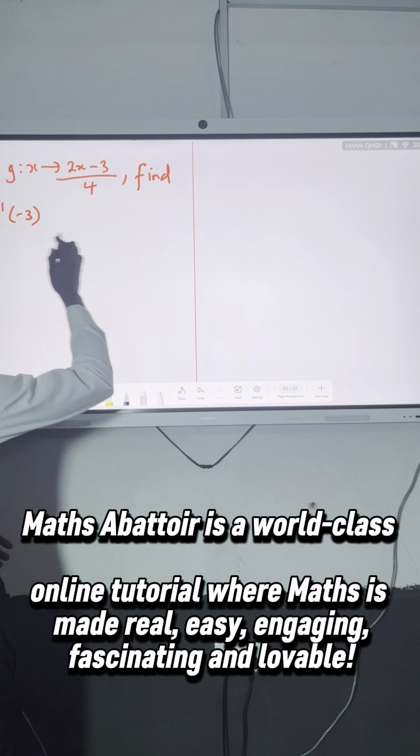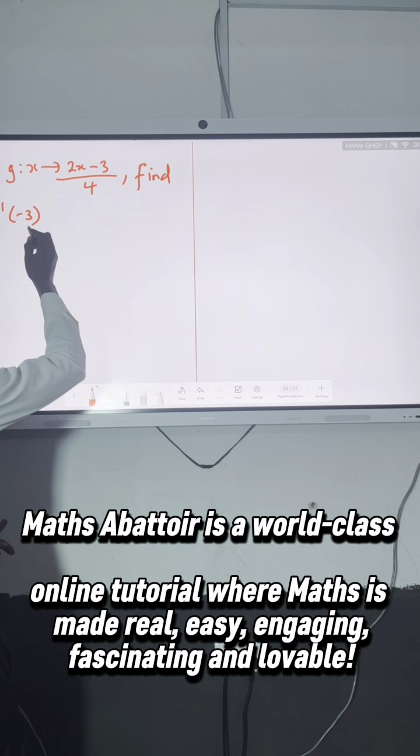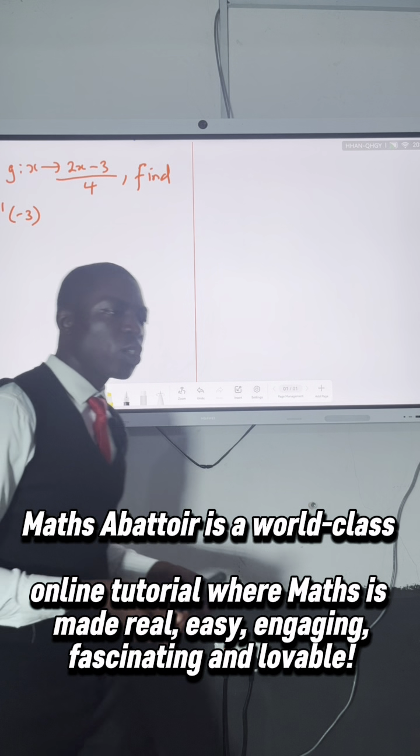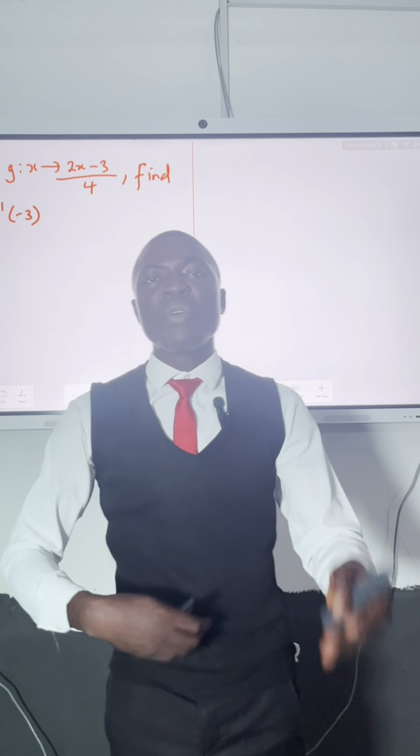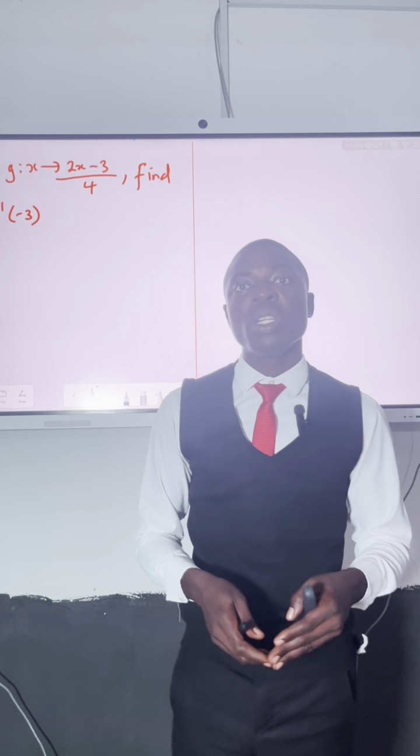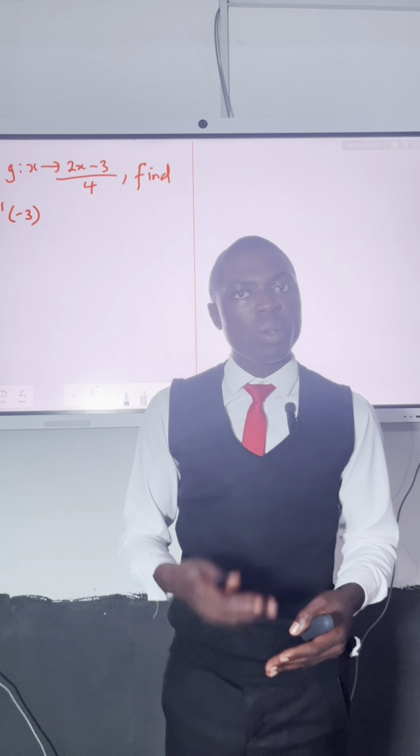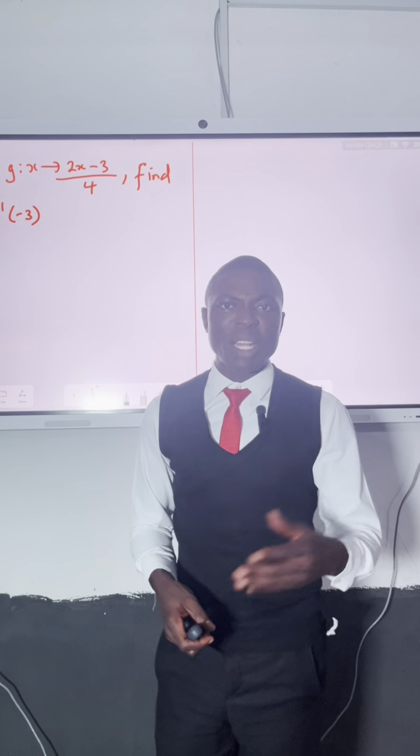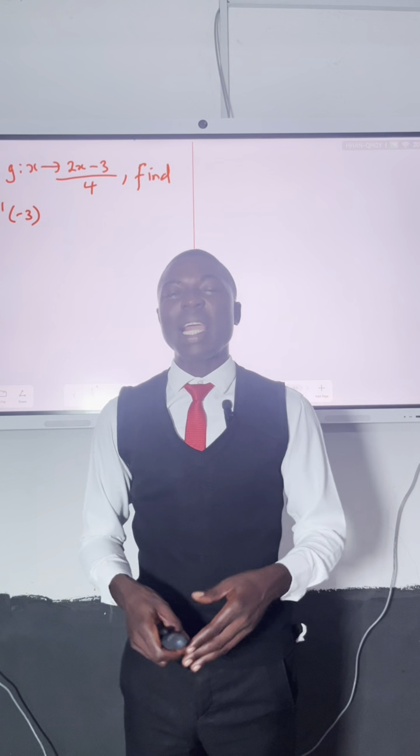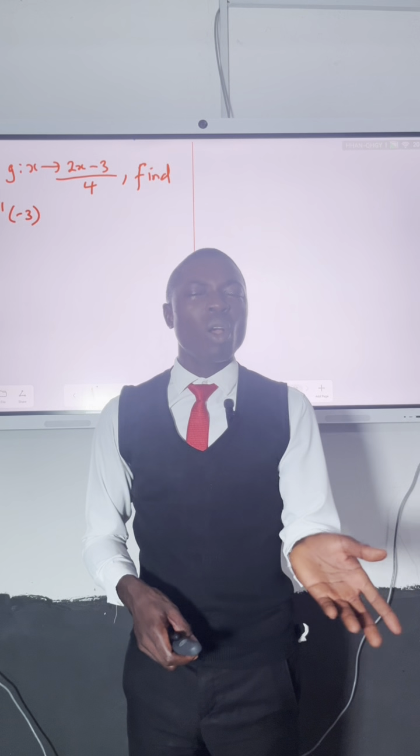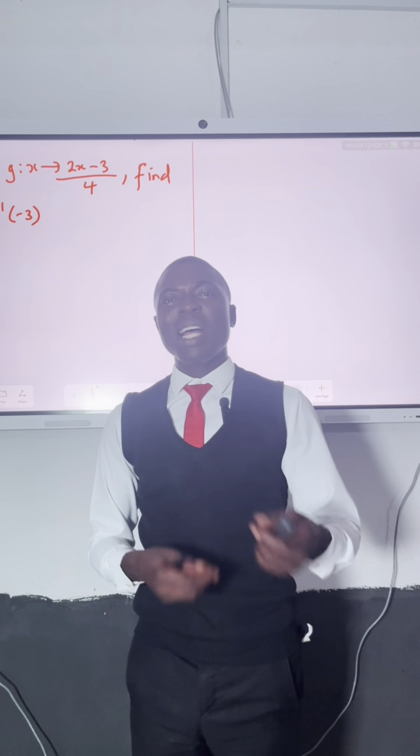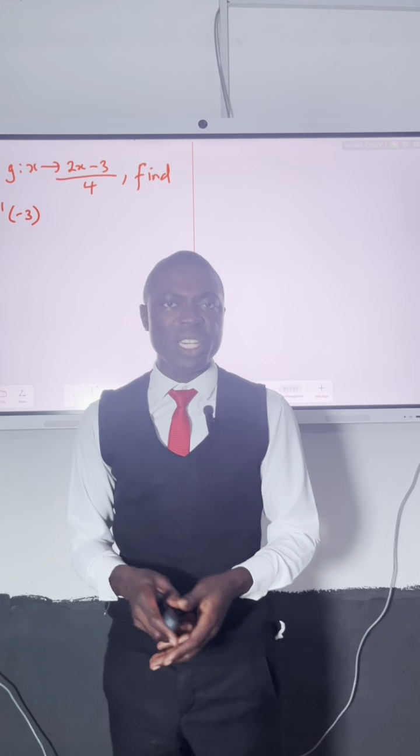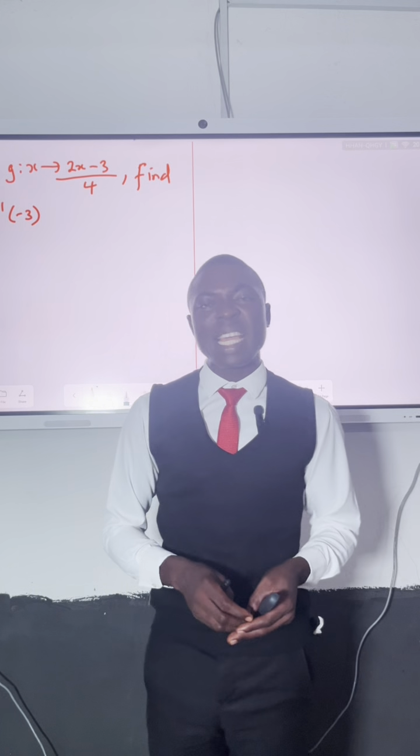Now they say we should find g inverse of what? We should find the inverse of the function. Okay, the inverse of a function is another function that reverses the effect of what the first function has done. Or look at it this way: the inverse of a function is like a drug or an injection that has the ability to reverse the effect of maybe a wrong injection that has been given to a patient, to make the patient become normal again.